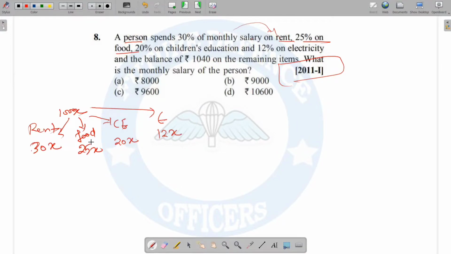So how much has he spent in total? 30x, 20, 50x, 75x, 87x. So the remaining is 13x. The remaining amount is 1040. Simple question. 13x equals 1040, so x is equal to 80. What was the salary? 100x. So 8,000 is the salary.